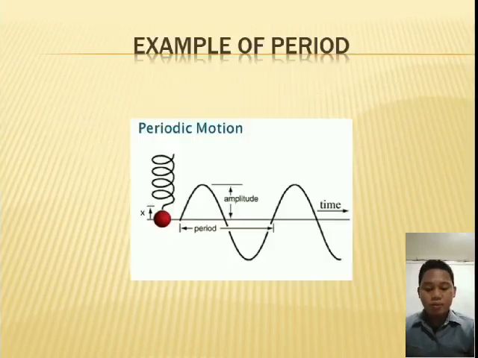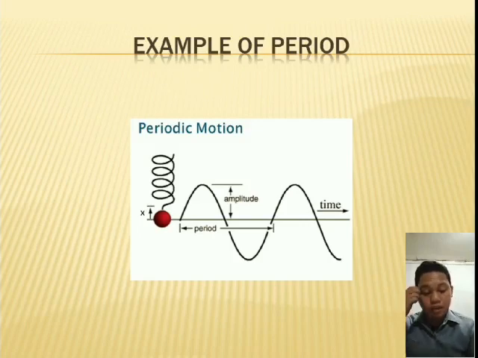As an example of period, as you see on your screen, there is a wave with amplitude, time, and period labeled. The period is from the ball to the next rise of the wave. So that is the period, the time of its travel.